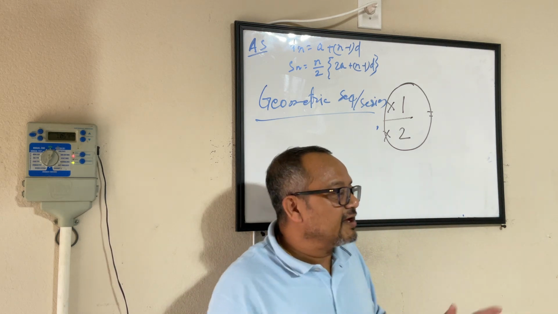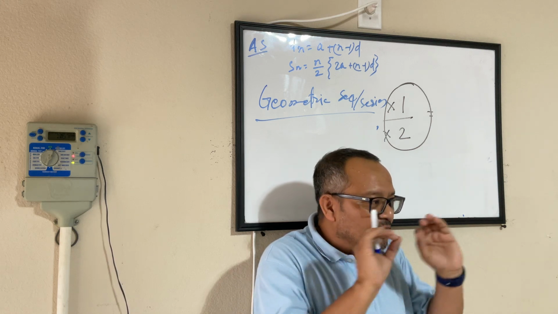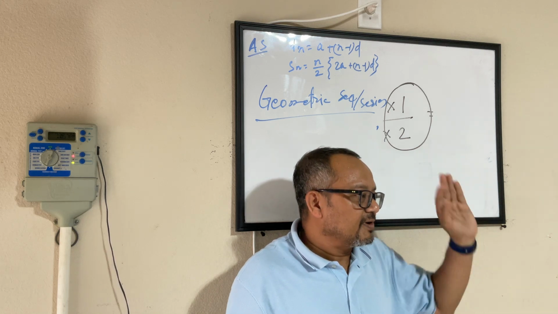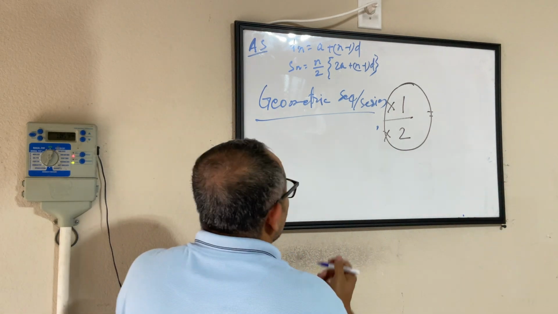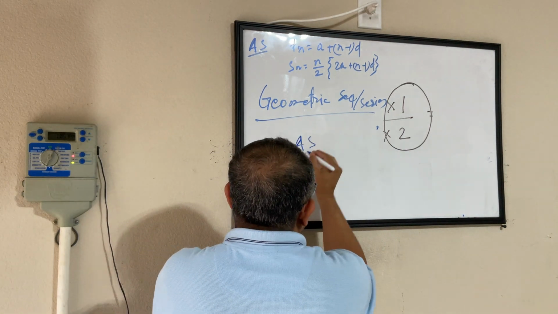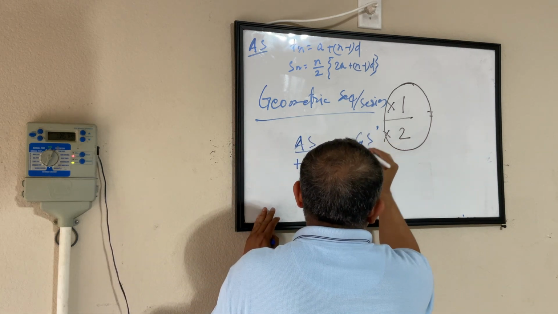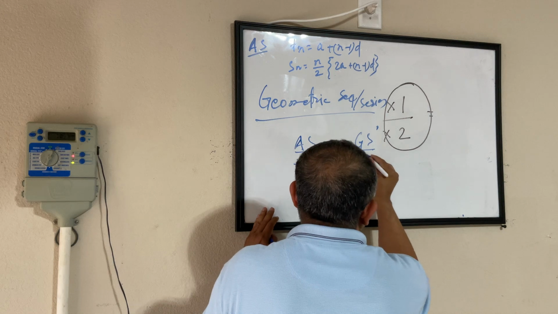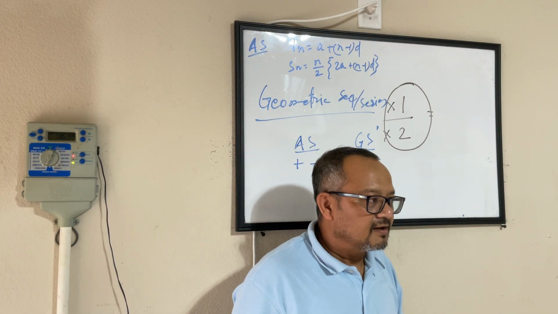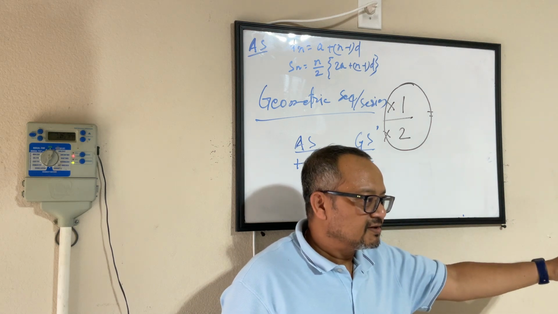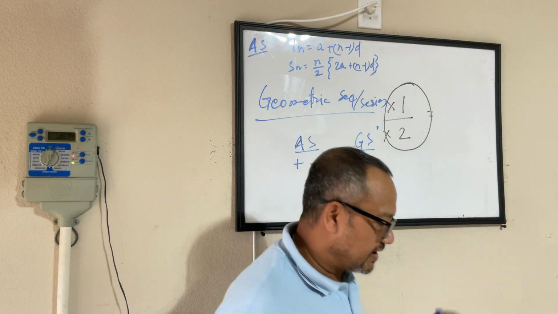Okay. So here, let me make this more like a layman's definition of arithmetic sequence and geometric sequence. Now let's look at it. When you are talking about arithmetic sequence, I am talking about plus and minus. When you are talking about geometric sequence, I am talking about multiplication and division. How about that? Plus or minus, arithmetic sequence. Multiplication or division, geometric sequence. Now let's look at it.